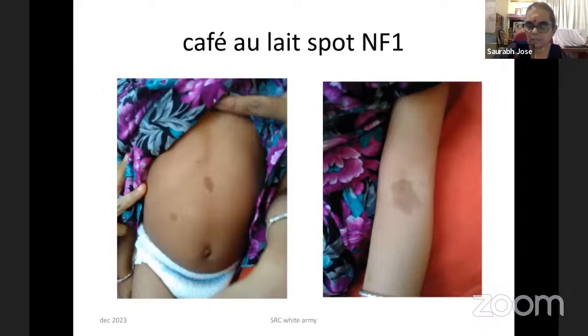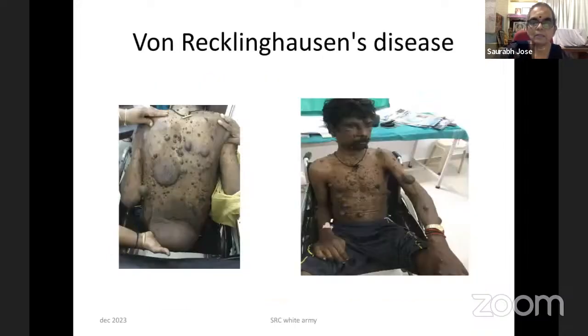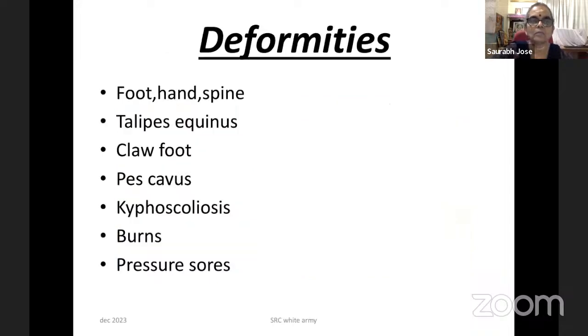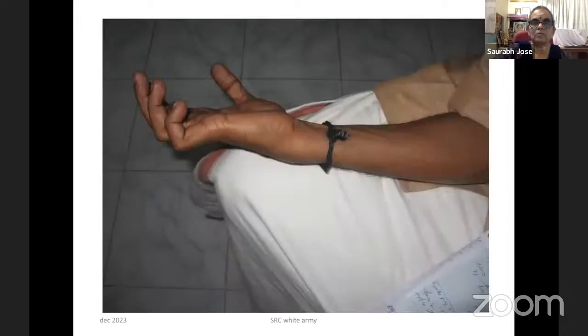Then you can get café-au-lait spots. This is neurofibromatosis. They can present with varying types of neuropathies, with involvement of CNS, without involvement of CNS, everything. Then what are all the deformities? You may find club foot, foot drop, clawing, scoliosis, talipes, pes cavus, kyphoscoliosis, burns, and pressure sores. These are the various deformities you get.